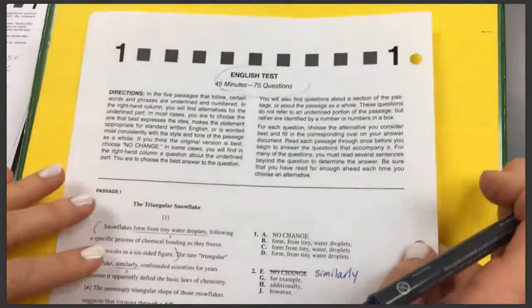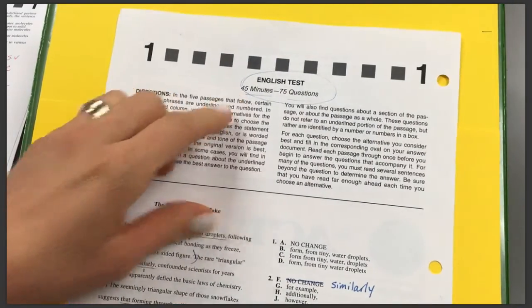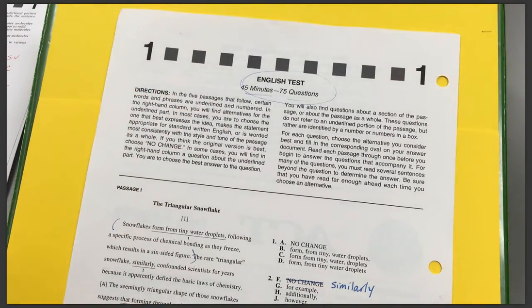Okay, we're going to jump right in with our English strategies. On the English portion of the ACT, I think probably a lot of you know this already, there are 75 questions. You have 45 minutes to complete those, and they're broken into 5 separate passages.